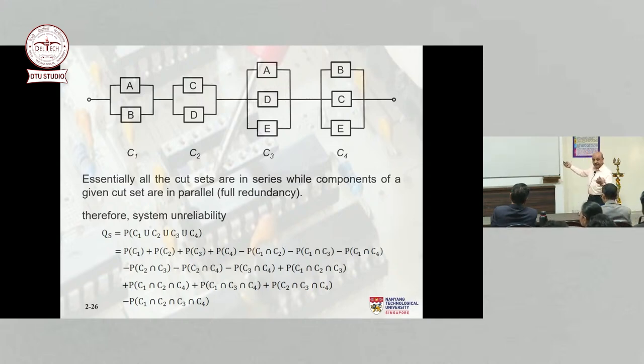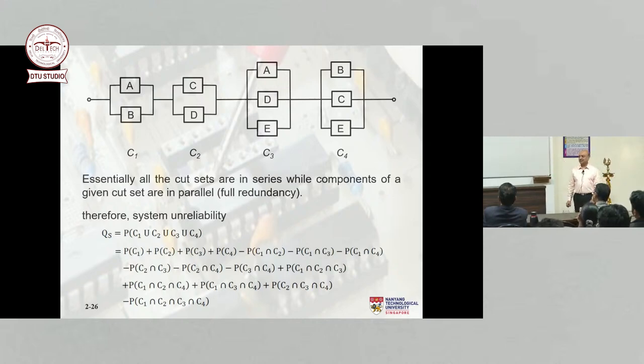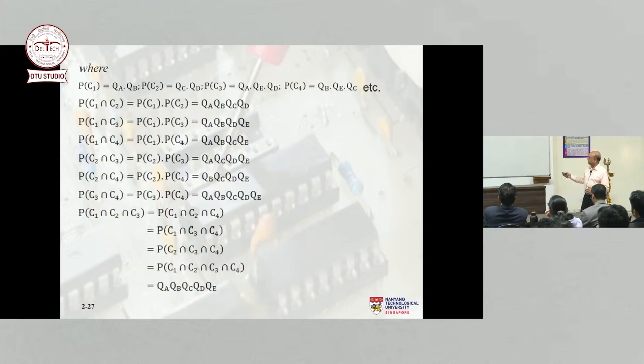Now, what makes it difficult here is that A is here, A is also here. C is here, C is also here. That's why when we write the equation for QS, probability of C1 union C2 union C3 union C4, we have to consider all the options. And that's why you see this unwieldy expression. Yeah. So not to worry, for those who are really keen on mathematics, this is an excellent exercise.